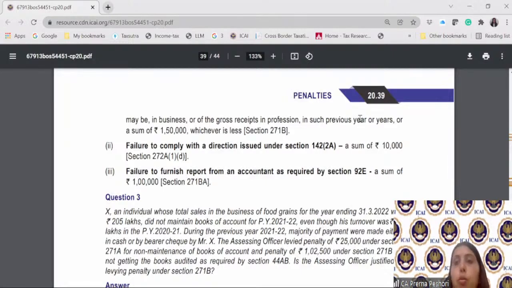The Guwahati High Court in one of the cases had held that where the person is not maintaining the books of accounts, then yes, there is an offense for which the penalty is there under 271A. But there cannot be any other possibility of getting them audited because he has not maintained them. Therefore, the penalty under section 271B was held to be not justified where the person has not maintained the books of accounts. So the levy by the AO under 271B for not getting the books of accounts audited is not justified in this particular case.